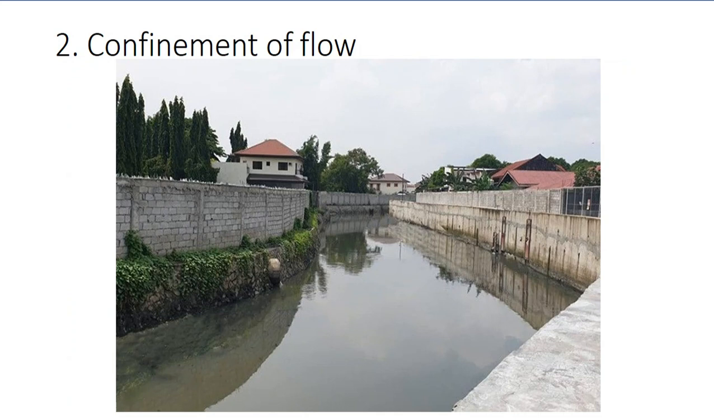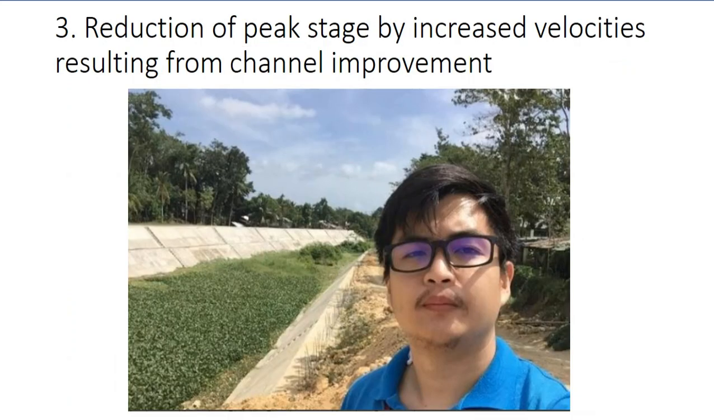So reduction, I don't know if you remember this in our first lecture, we reduce the peak stage by increased velocities resulting from channel improvement. So when you improve your channel, you're basically improving the hydraulic capacity of your channel. In this case, the canal cannot maximize its efficiency. The flow is hindered by your vegetation in your canal, and also your sediments may trap the flow.